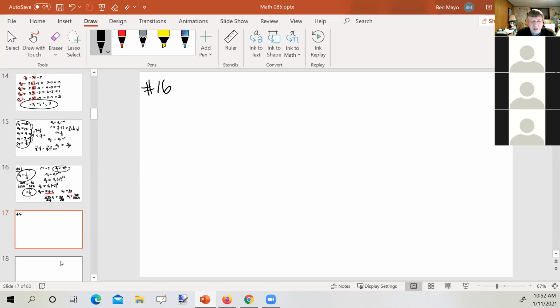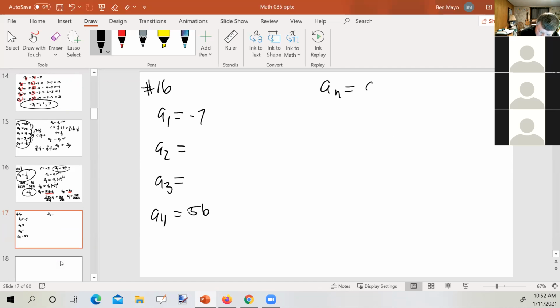It says, find 2 geometric means between -7 and 56. So a sub 1 is -7. We've got 2 geometric means between that and 56. Okay, so we're going to use a sub n equals a sub 1 times r to the n minus 1 power, because it says geometric means.